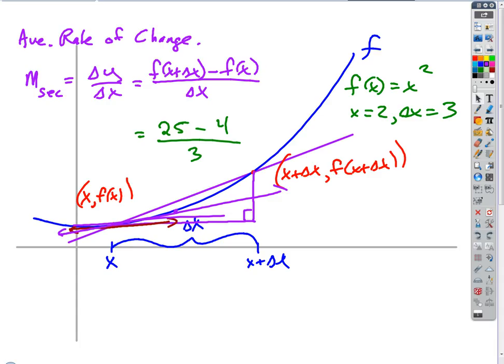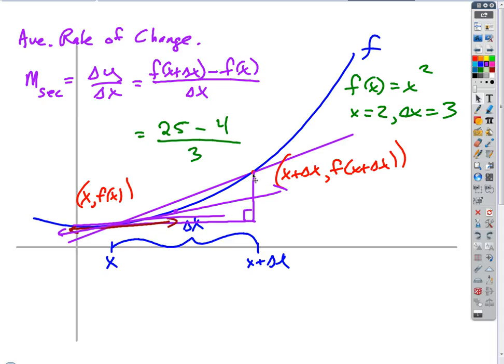Review. Remember what we said? We said that the calculus solved an important problem. It allowed us to take some random function, and instead of just being able to calculate an average rate of change, which was the slope of a secant line, and what was the definition of a secant line again?